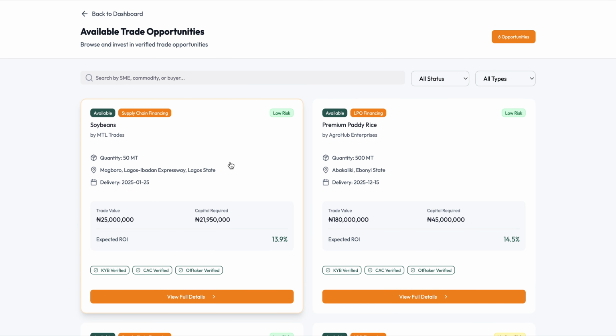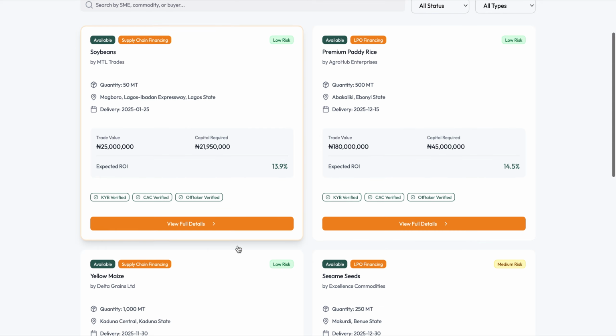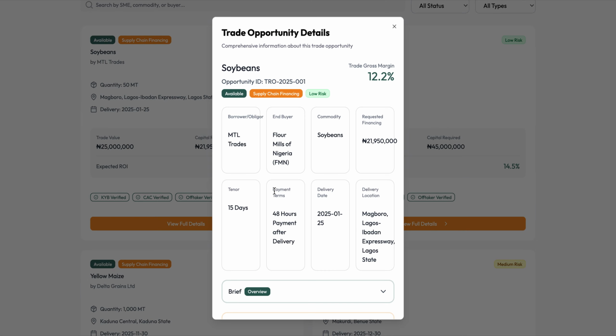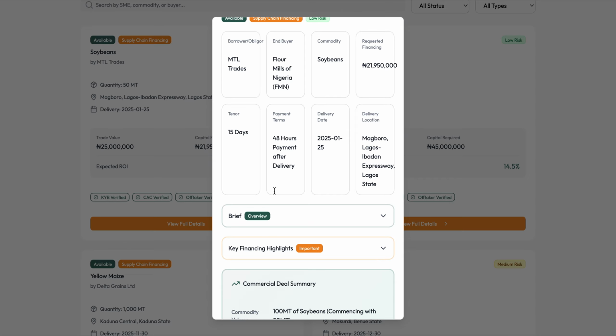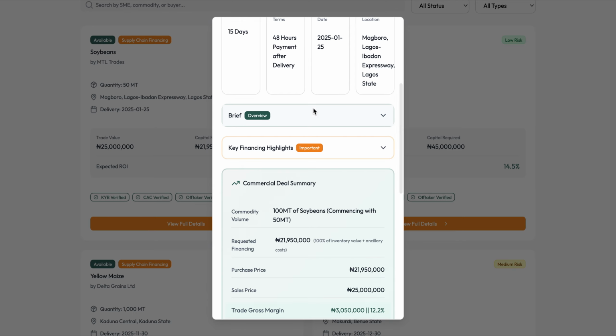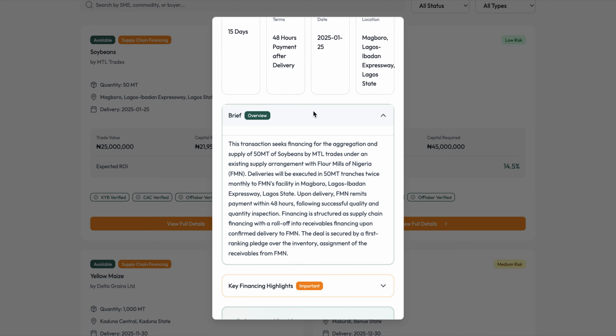For a financier, you want to see available trade opportunities. You get to see visibility into the trades, the trader, the end buyer, the commodity, the requested financing, the tenor for the trade, the payment terms, the delivery details, and the delivery location. You also see documents in reference to the brief of the trade.